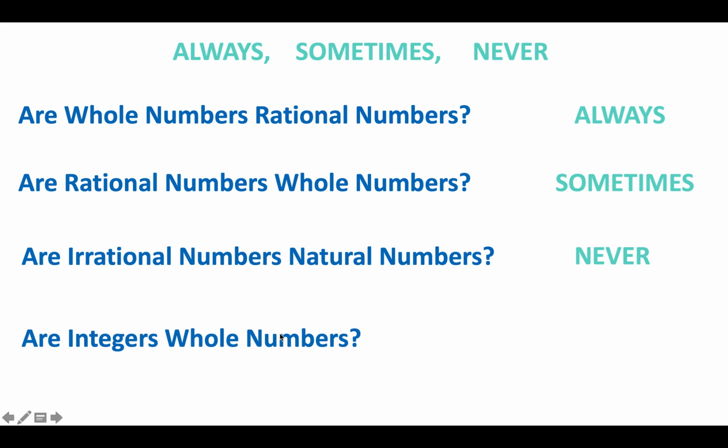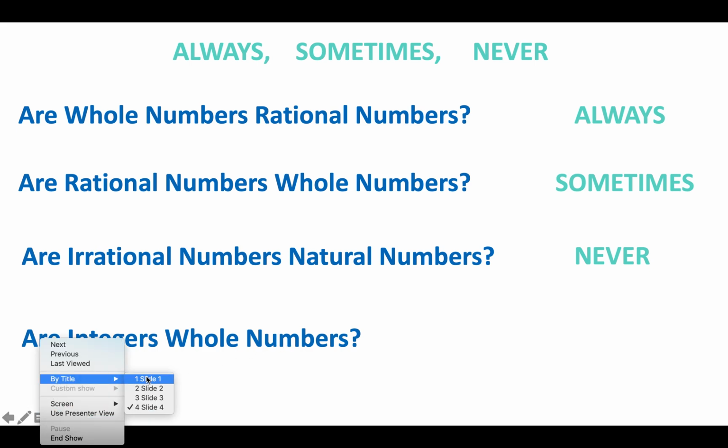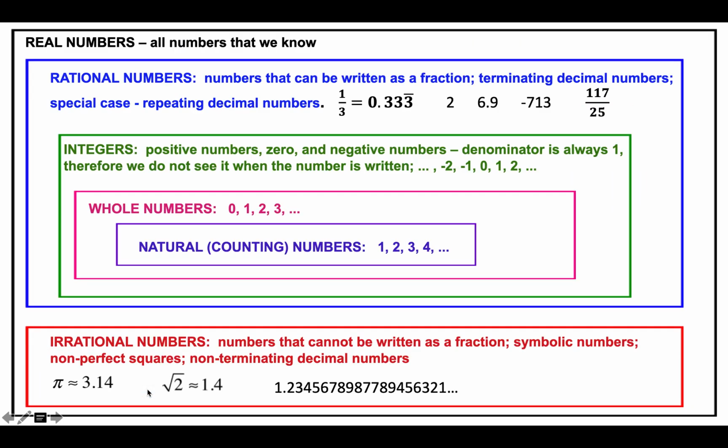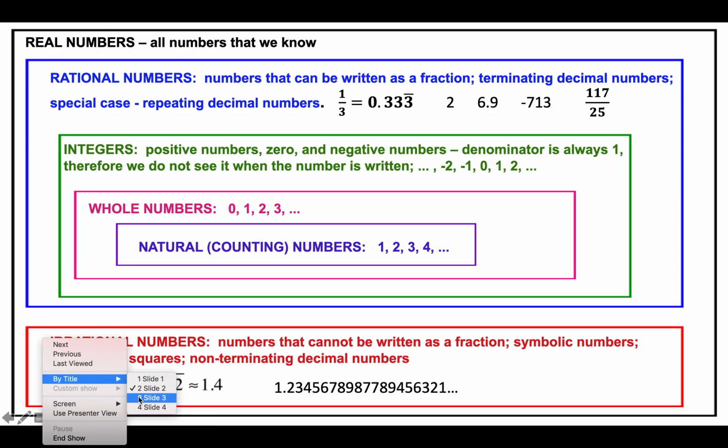Are integers whole numbers? All right, well, let's think about it. Let's go back to our slide. Integers, are they whole numbers? All right, so integers are -2, -1, 0, 1, 2, 3, 4, 5, etc. And whole numbers are 0, 1, 2, 3, 4, 5, etc. So are integers whole numbers? Well, some of the integers are whole numbers, so the answer would be sometimes.